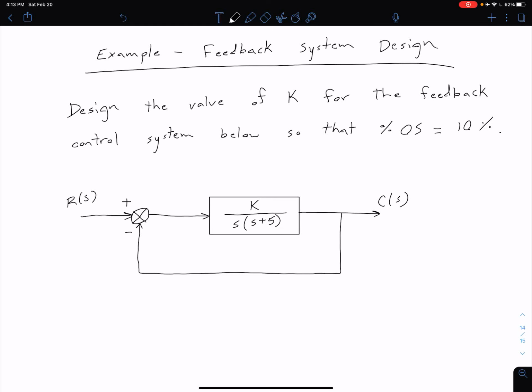Let's look at a second example where now we're not trying to reduce a complicated system, but rather we're using some of our basic forms in order to help us design the system. So for this example, we want to design this feedback system. So we want to choose a value of our gain k such that our percent overshoot is 10%.